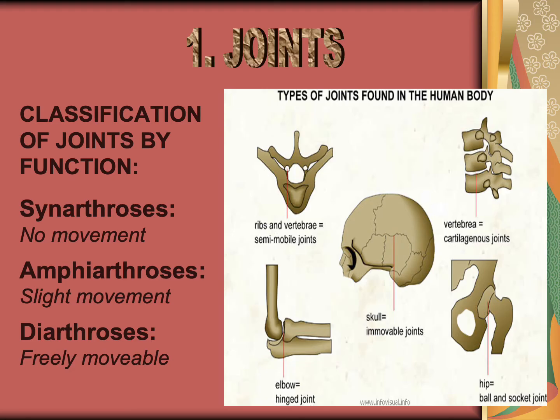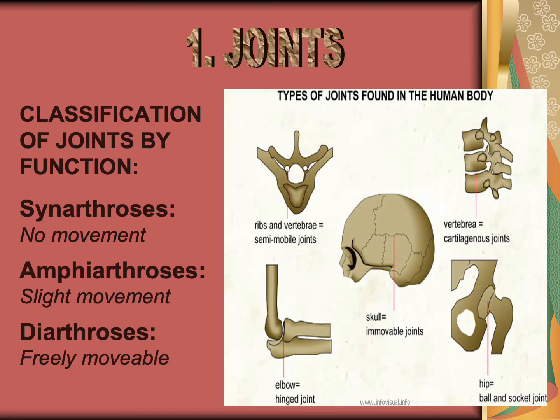So pag sinabing functional classification, it's on the amount of movement the joint allows. Synarthrosis, no movement. Amphiarthrosis, slight movement. And diarthrosis, they are the freely movable joints. So in the photo, let's say for example, yung skull. Diba? Kombinasyon yan ng pinagdikit-dikit na frontal, parietal, temporal. So yung union ng mga bones na yan, which do not move, are synarthrosis.